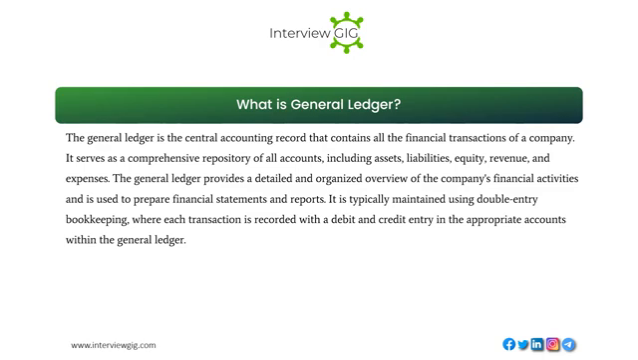What is general ledger? The general ledger is the central accounting record that contains all the financial transactions of a company. It serves as a comprehensive repository of all accounts, including assets, liabilities, equity, revenue, and expenses. The general ledger provides a detailed and organized overview of the company's financial activities and is used to prepare financial statements and reports. It is typically maintained using double-entry bookkeeping, where each transaction is recorded with a debit and credit entry in the appropriate accounts within the general ledger.